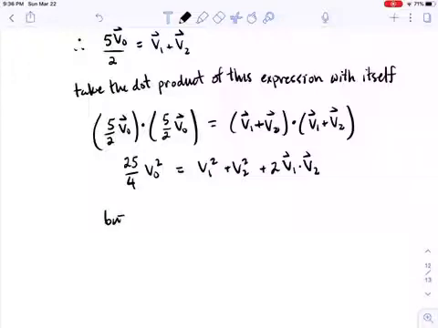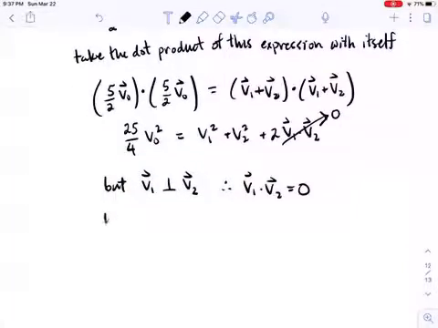But we were told in the beginning that v1 was perpendicular to v2. Therefore, it must be that v1 dot v2 is equal to 0, right? The dot product involves the cosine of the angle between the vectors. If that angle is 90 degrees, cosine of 90 is 0. So this vanishes.